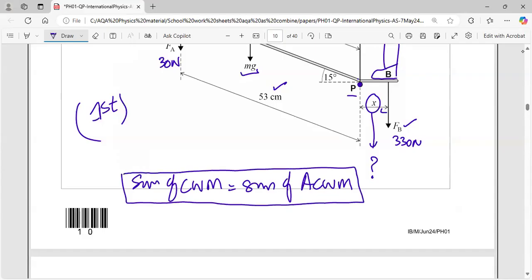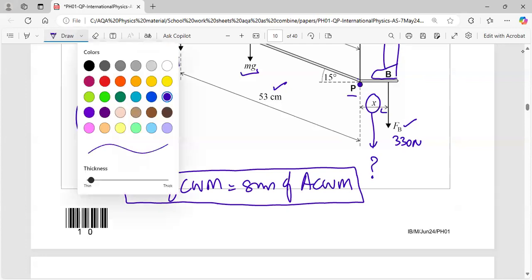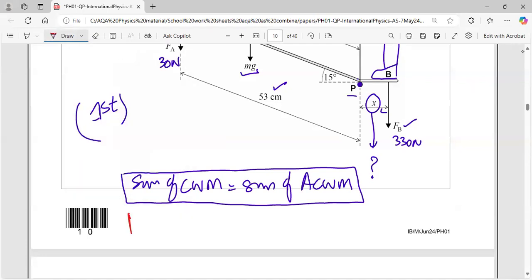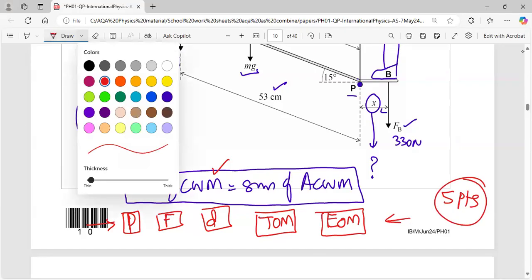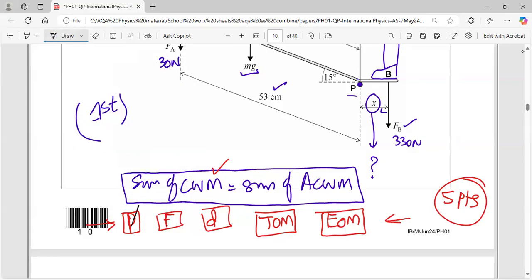Okay, so now there's a famous formula for this. Whenever you have to do a moment question, always remember P, F, D, TOM, which is type of moment, and EOM, which is equation of moment. So always remember this, always use this. These are the 5 points. So this is called the 5 points of moments. Okay, so the first thing is that you have to look where the pivot is. You identify the pivot, so this is the pivot you have identified.